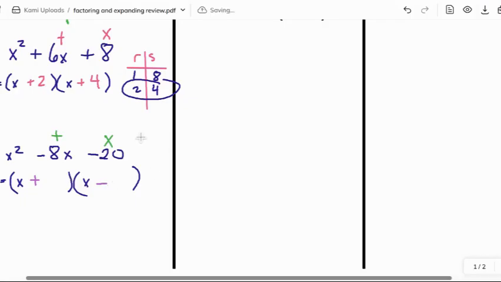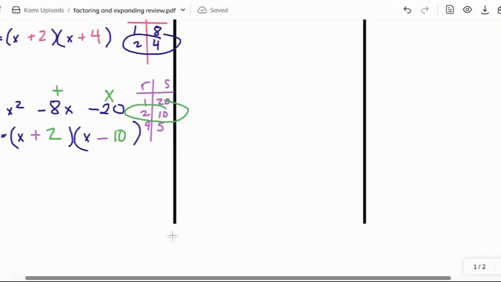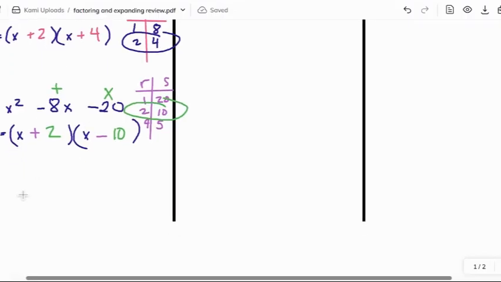Okay, now I make my table again. R and S have to multiply to equal 20. So 1 and 20, 2 and 10, 5 and 4. Which one of these, given that one of them is a negative, will give me 8? Well, it's going to be 2 and 10. For me to get negative 8, which one has to be negative? Do you see how quick that is? One step.